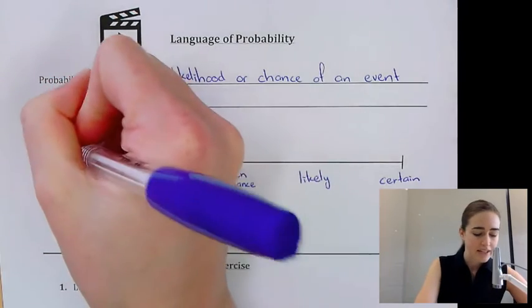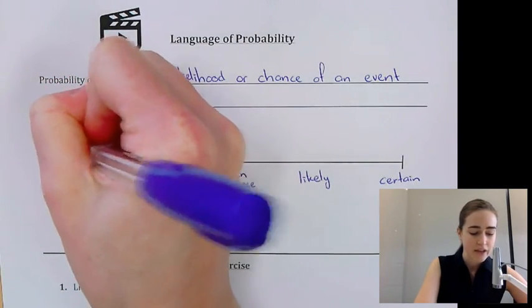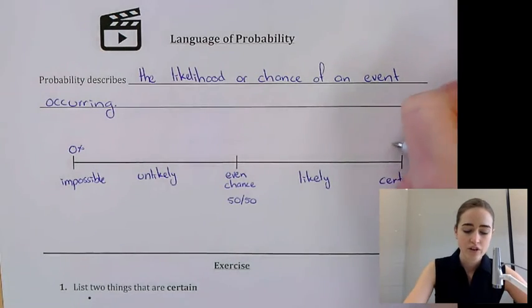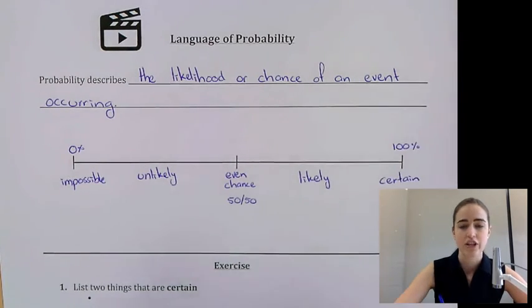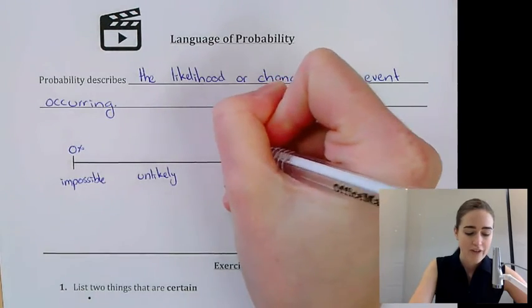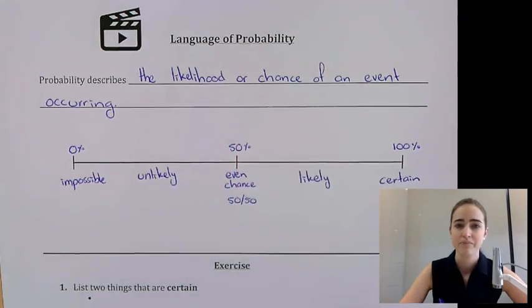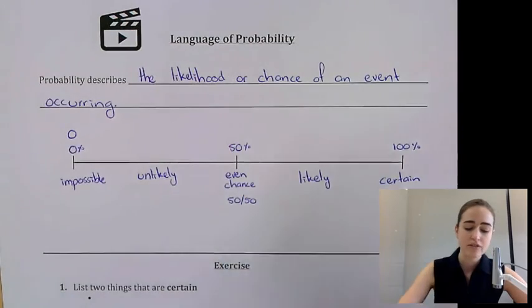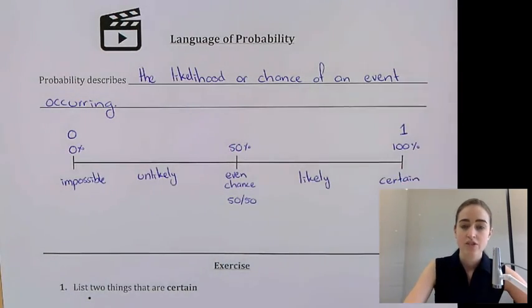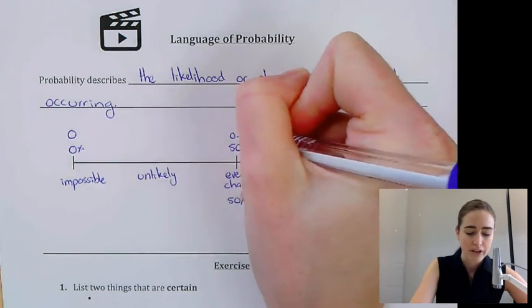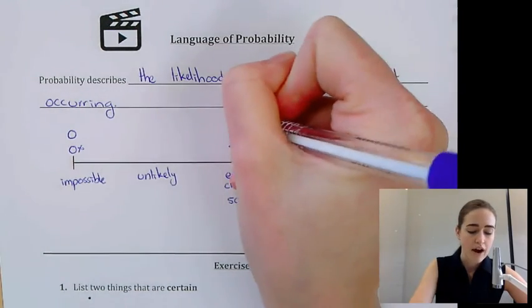But just to give you an idea here, if we look at percentages, an impossible event would have a 0% chance of happening. A certain event would have a 100% chance of happening, and an even chance or a 50-50 event would have a 50% chance of happening. Then if we look at other numbers, we actually rank our probabilities on a scale from 0 to 1, which would mean that an even chance would be 0.5, or we could write it as a half.